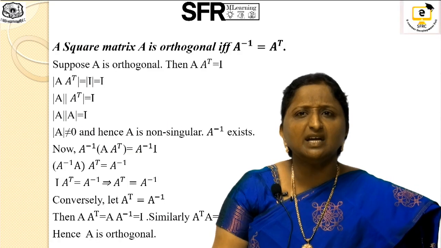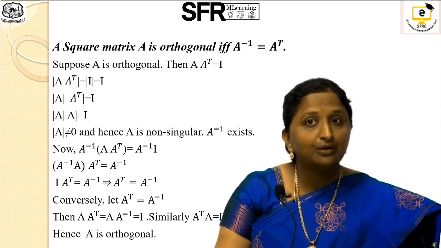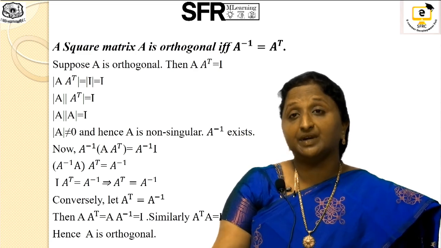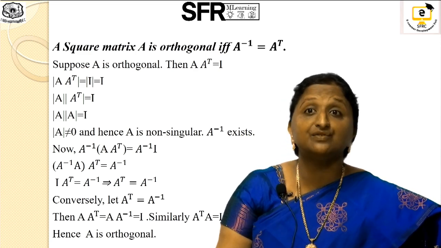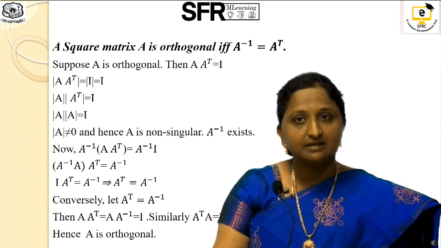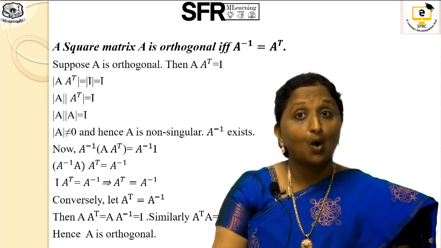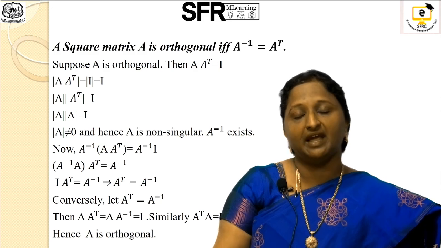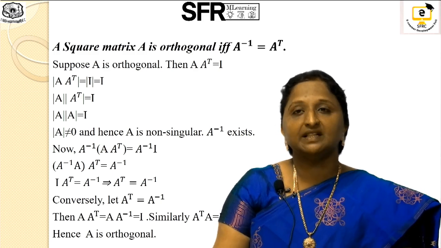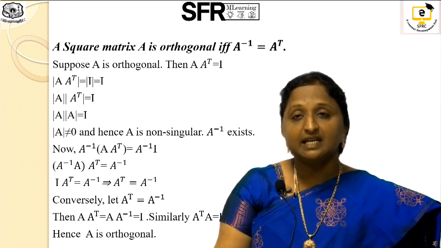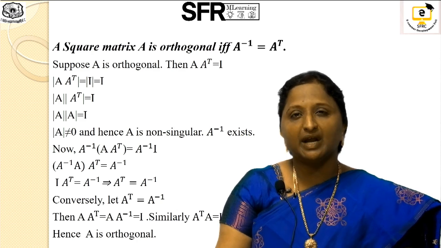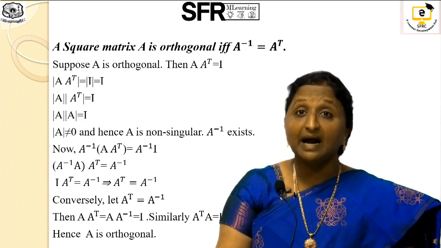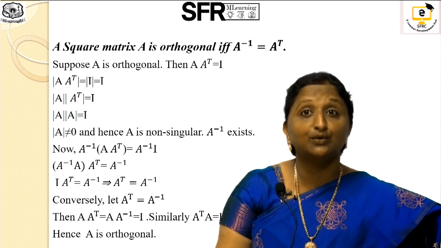First, I am taking a square matrix A. It is orthogonal if and only if we can find the inverse as A transpose. If a square matrix is given, the matrix is orthogonal if and only if A inverse is A transpose. That is, we can easily find the inverse, we just need to write the transpose itself, if the square matrix is orthogonal.